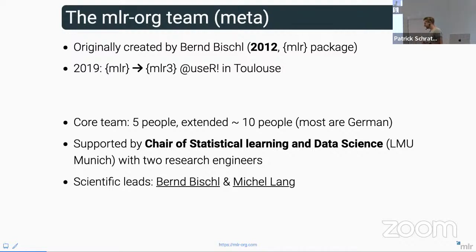MLR team. MLR, the old package without the 3 at the end, was originally created by Professor Bernd Bischl. He is currently a professor of the chair of statistical learning and data science at LMU Munich, and he created this package during his PhD back then. Back in the days, there was MLR, and then there was the old caret package from Max Kuhn. These were the first attempts to harmonize modeling in R into a framework, and not just rely on single individual packages for different learner implementations.